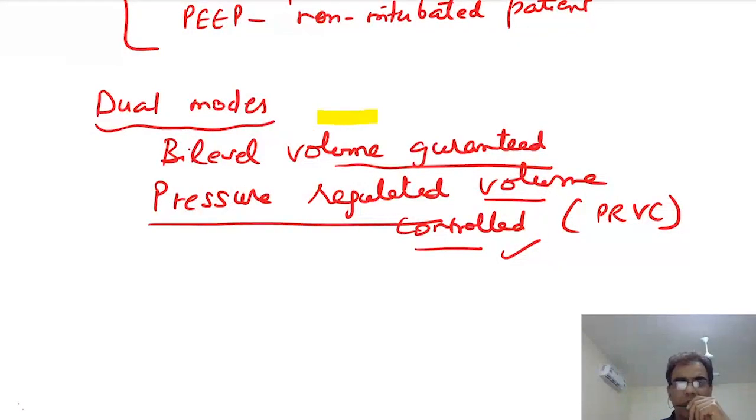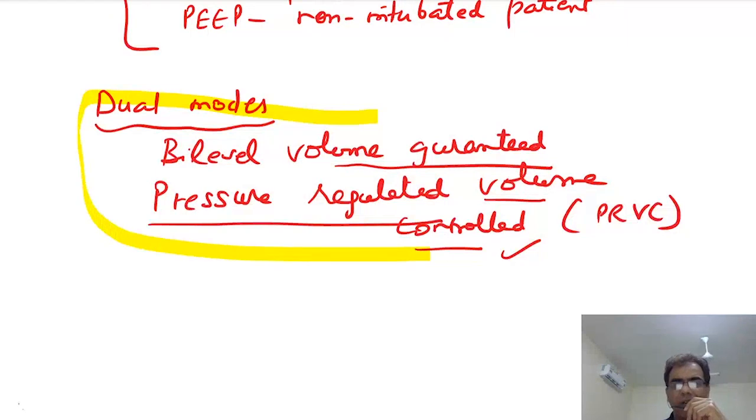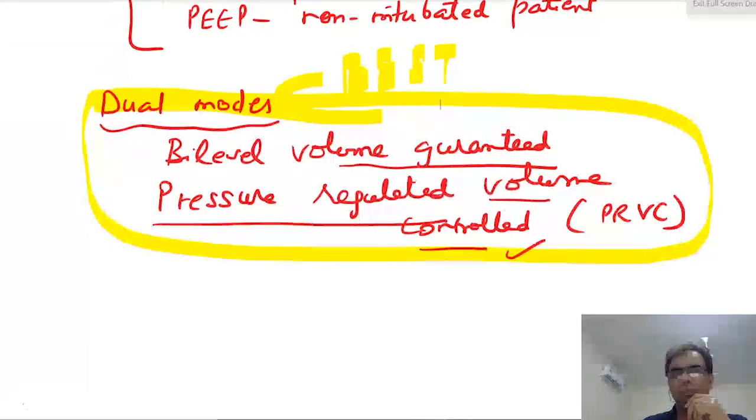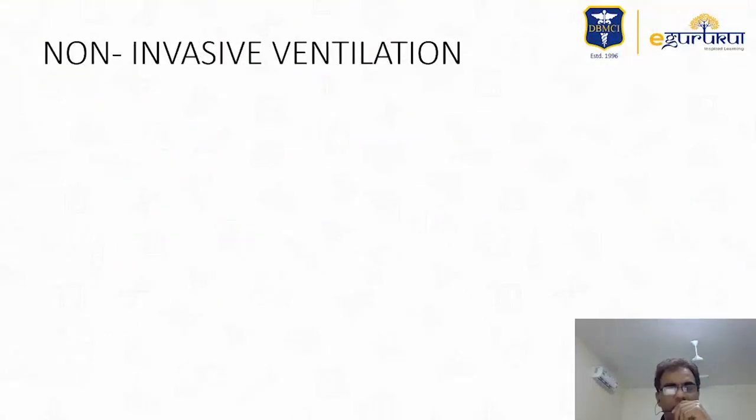Nowadays you can say they are the best modes. If they ask you the best mode, these dual modes are the best modes because they combine the benefit of pressure as well as volume. So modes of ventilation we have discussed. Now non-invasive ventilation. Non-invasive ventilation means ventilation given through a mask.